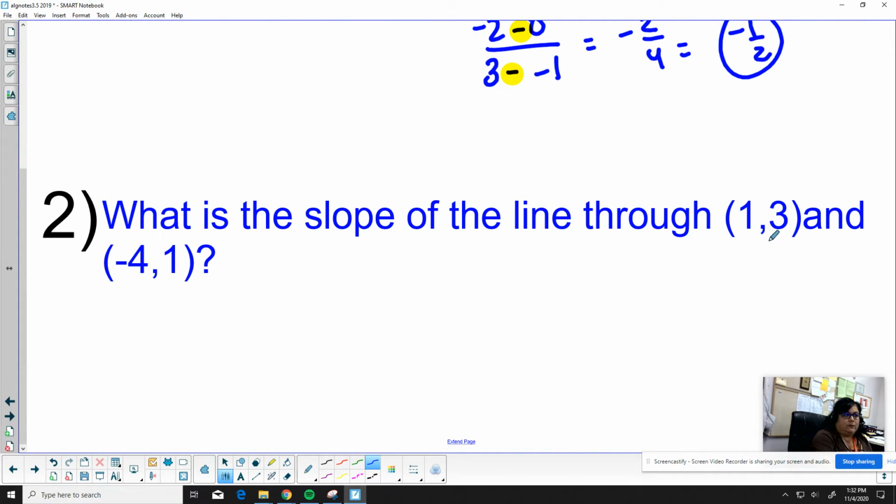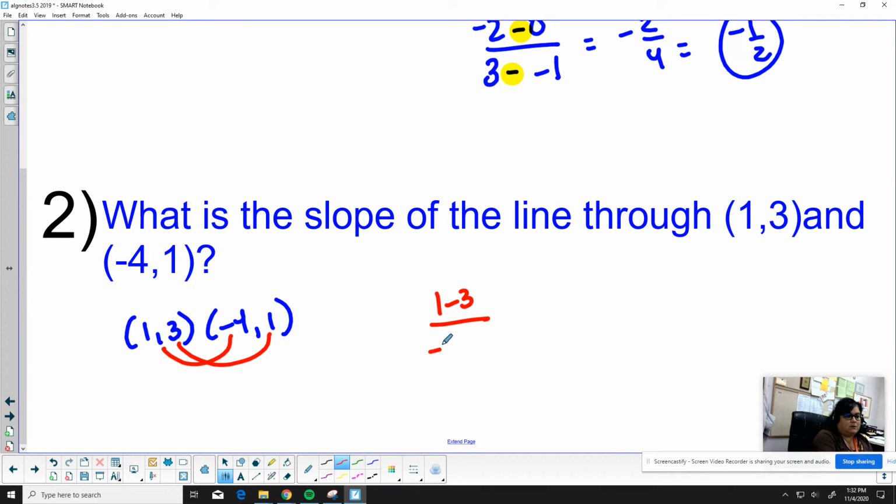All right, so here, 1, 3, and negative 4, 1. So I'm going to write them next to each other rather than the way they are. It's easy for me to connect them. So on the top, I'm going to do 1 minus 3, and on the bottom, negative 4 minus 1. So that's negative 2 over negative 5, and 2 negatives make a positive. So the answer is 2 over 5.